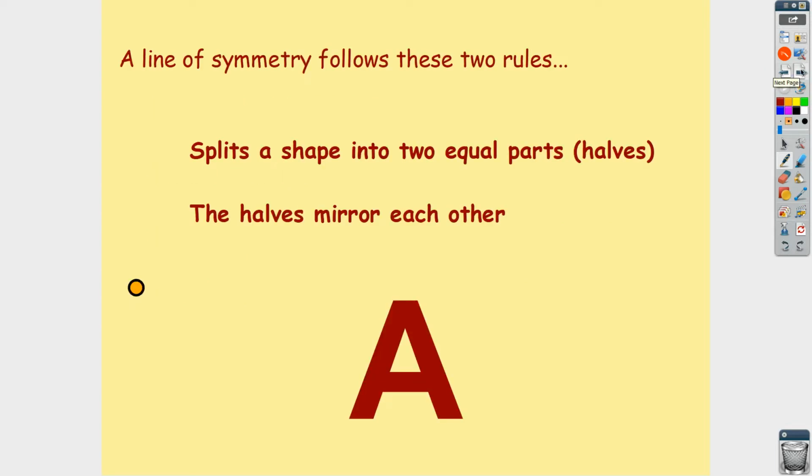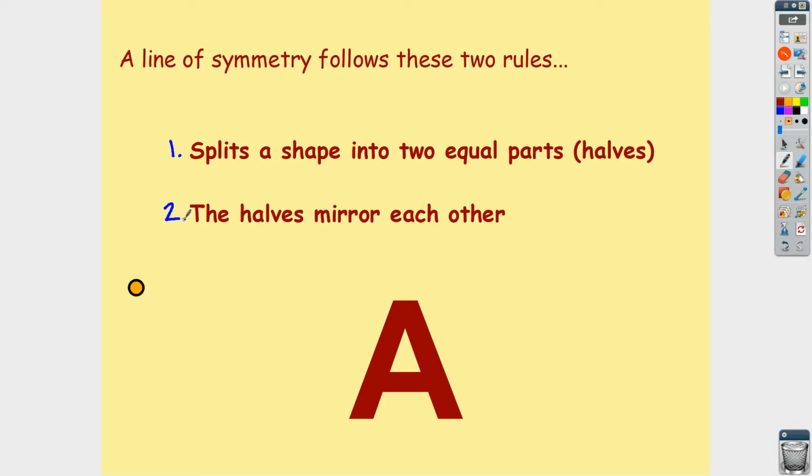For a line to be a line of symmetry on a 2D shape, it has to follow a couple of simple rules. The first rule is that it absolutely has to split the shape into two equal parts, or two halves. Once you've found a line that's splitting the shape into two equal parts, each of these halves also has to mirror each other for the line to be a line of symmetry.